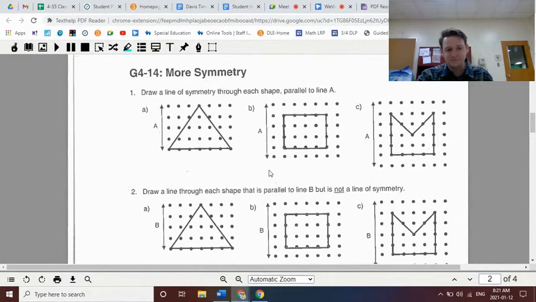Here's more symmetry. Number 1, it says draw a line of symmetry through each shape parallel to line A. Parallel, so A is an up and down line in each of the examples. So you're just going to draw a straight up and down line, a vertical line, that's going to split these shapes in half so that they can fold perfectly on top of each other.